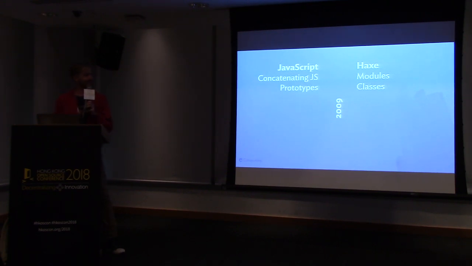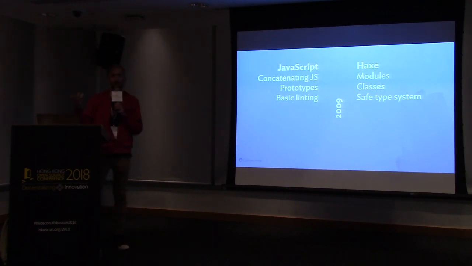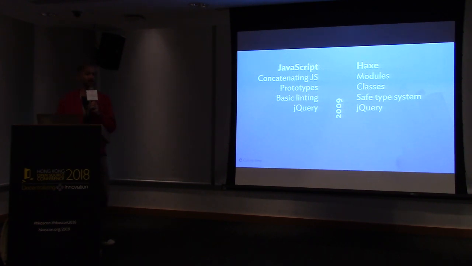Instead of having classes and interfaces, you had just prototype-based inheritance. So if you wanted to do object-oriented stuff, your best form of linting might have picked up a missing semicolon or an undeclared variable, whereas at the time Haxe had a fully safe type system. Back in the day, jQuery was all the rage. jQuery is not the rage so much anymore, but at the time, Haxe had great integration for that as well.